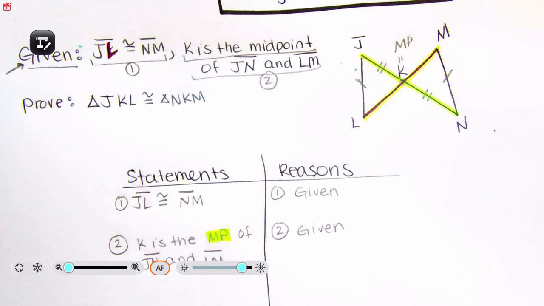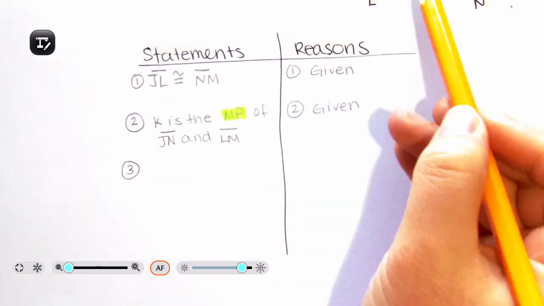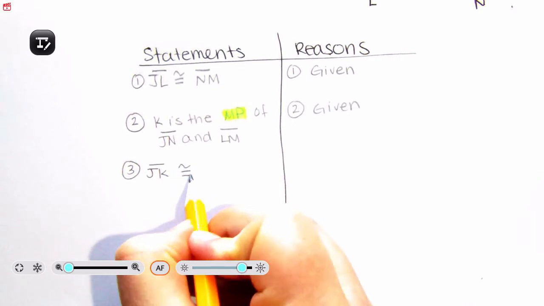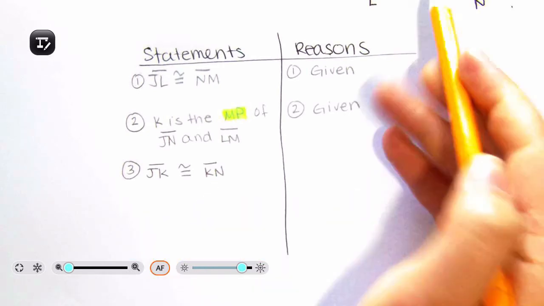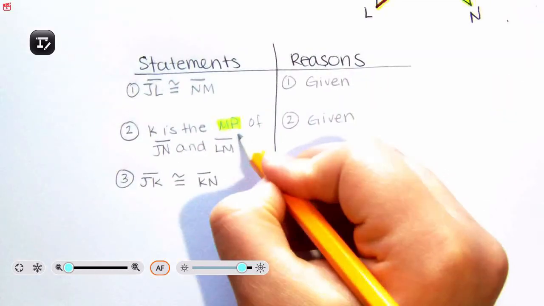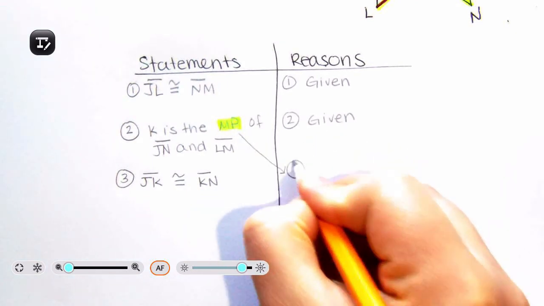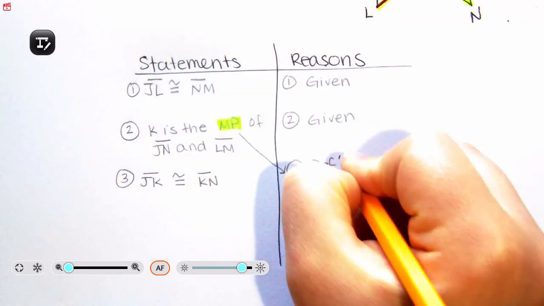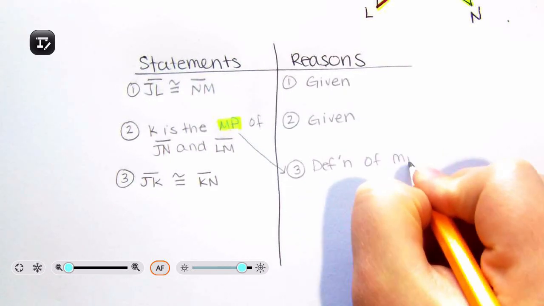Before we get too far, let's write that down. So step number 3, I now know that segment JK, that little piece, is congruent to segment KN because I took it and I cut it in half by the midpoint. So one thing that you're going to notice is anytime you have keyword midpoint, your next reason is going to be definition, and I'm going to abbreviate definition by writing defin of midpoint.